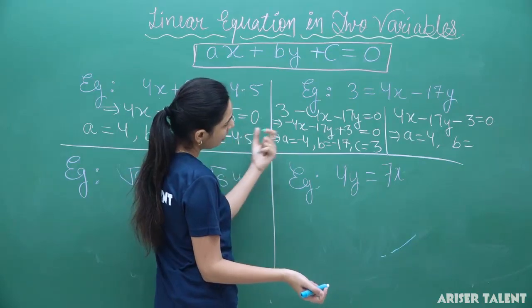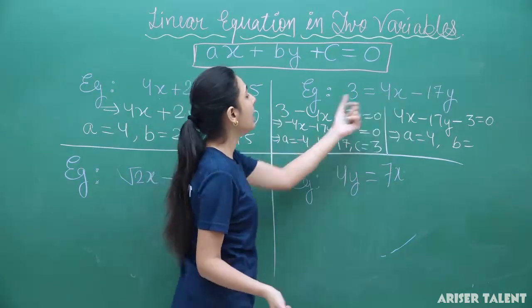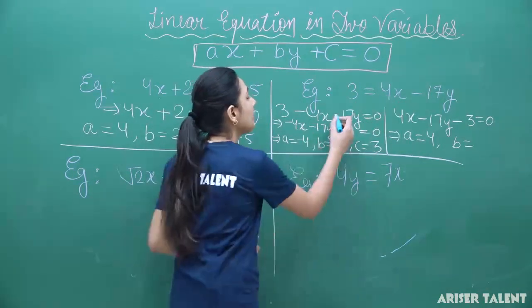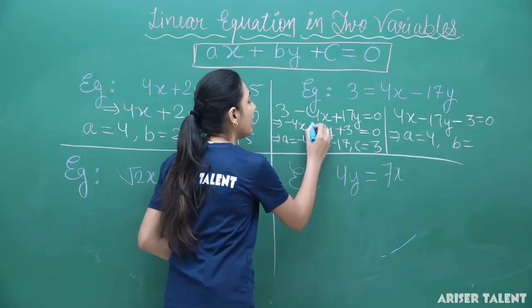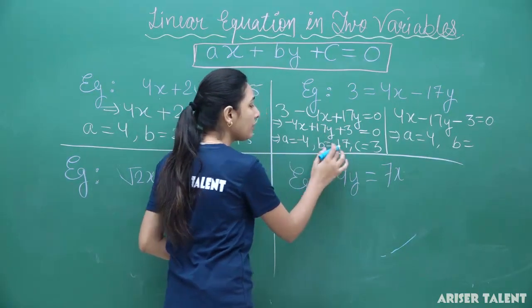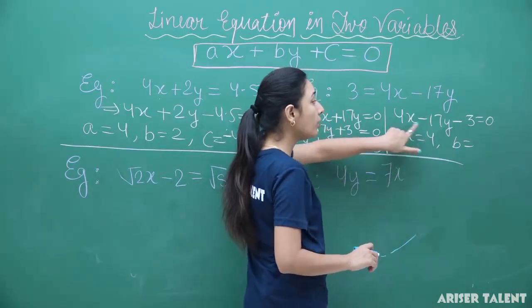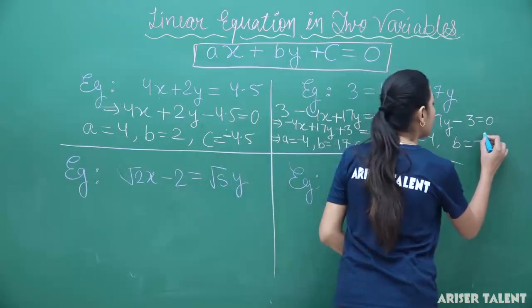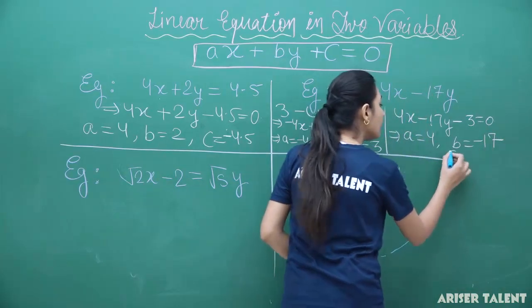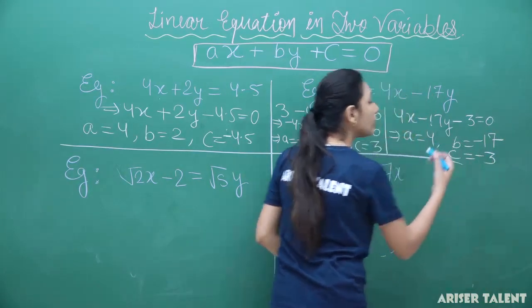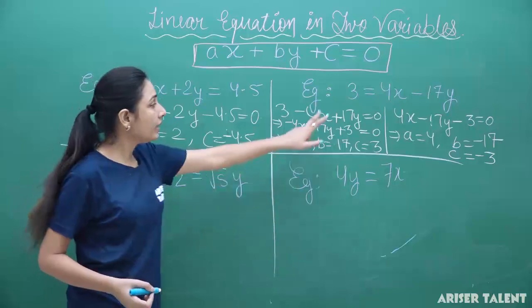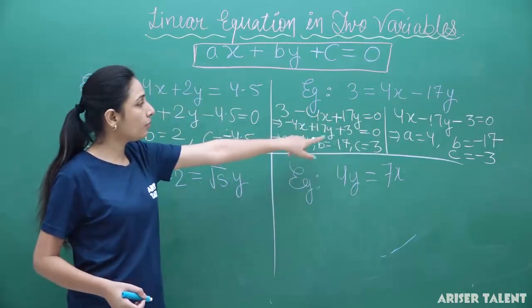Wait, 3 minus 4x and plus 17y. So do it plus 17y here, plus 17y here. So 17 will be positive here. Now a will be equal to 4, b will be equal to minus 17, and c will be equal to minus 3. So we can do this particular equation in both formats.